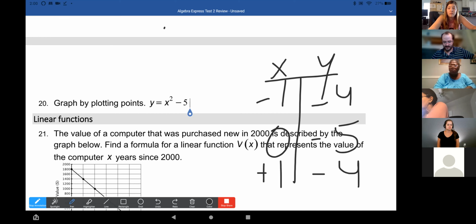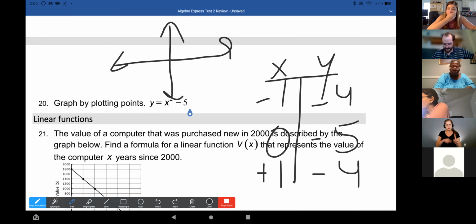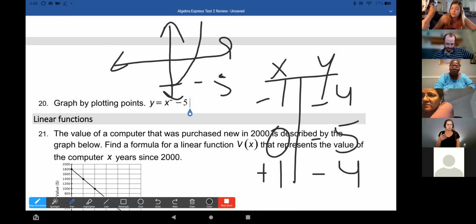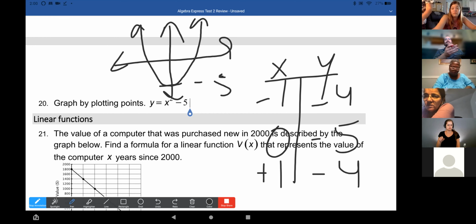And so it should be a parabola. 0, -5. I'm going to do this real quick, but it should be like a parabola. Just like down 5, but yeah, that's it. I know it's a really rough graph, but it should be a parabola. Like a happy face or something. Smiling at you.